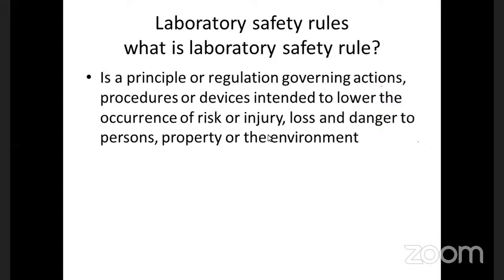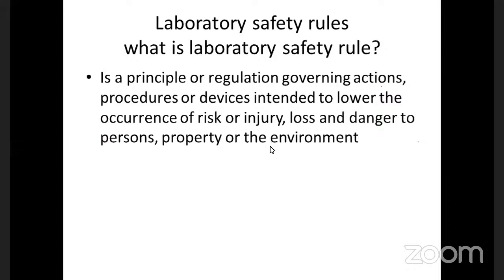A regulation is also another. So a safety rule is a principle or regulation that governs actions. For actions, we're not talking about what we do. Procedures give us steps. You now see all our answers are correct. The procedures give us the steps. The devices give us the apparatus, the things that we're able to use there.